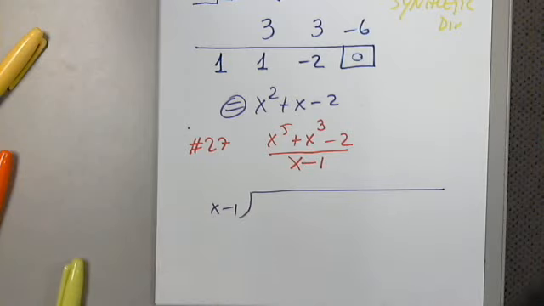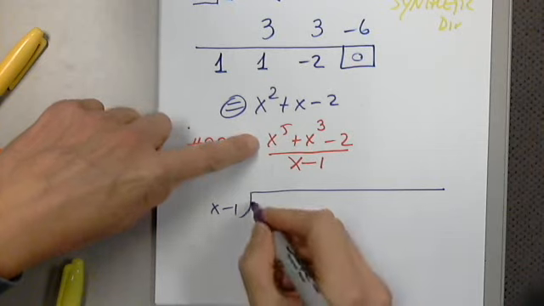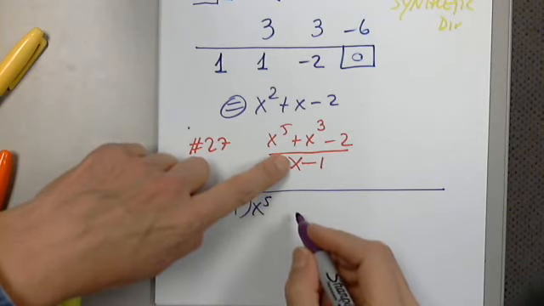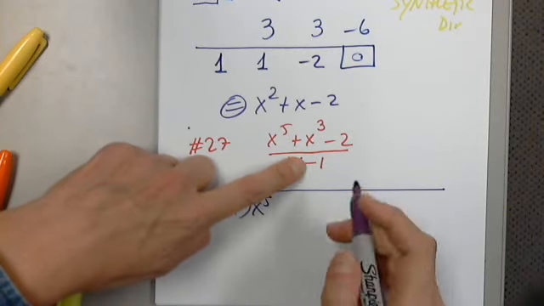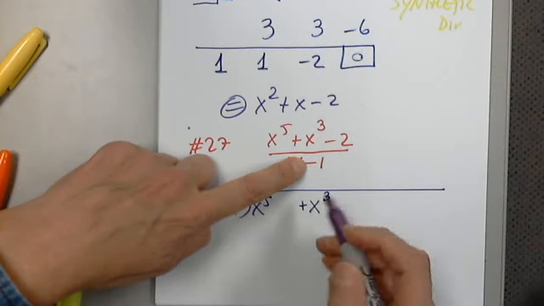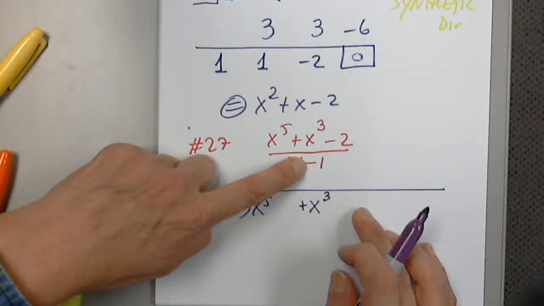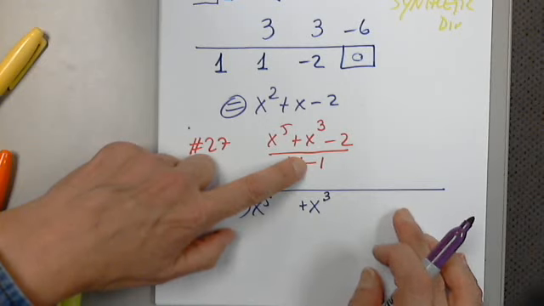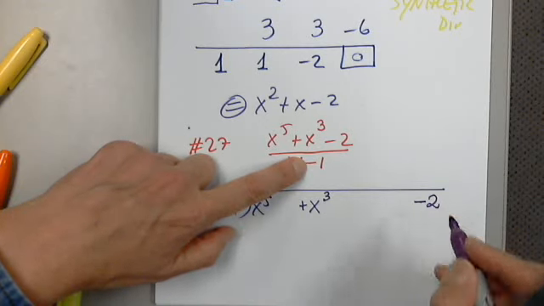Are both polynomials in descending order? Perfect. Is there any missing term from the top? Yes. So x to the 5th is there, but the next term is missing, so leave some room. The next one is x to the 3rd. The next one is missing, which is power 2. The next one is missing, which is power 1. And then the last one is -2.